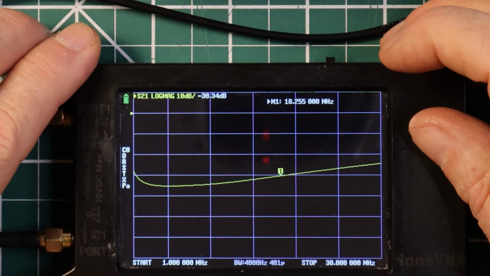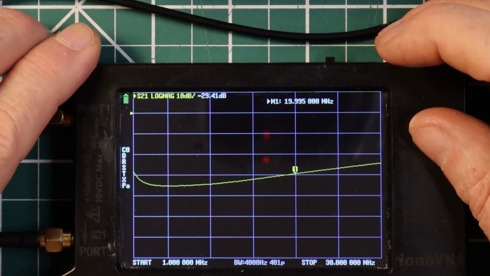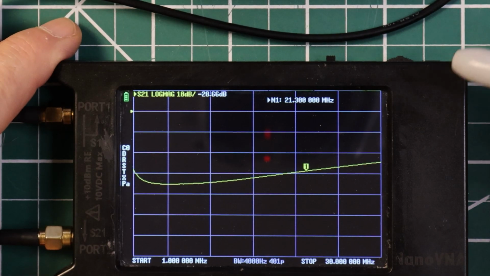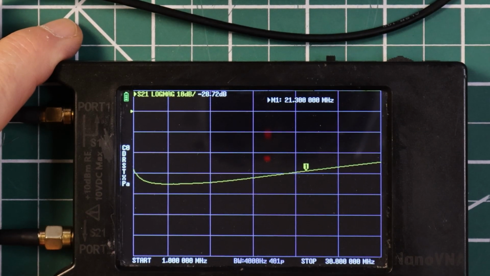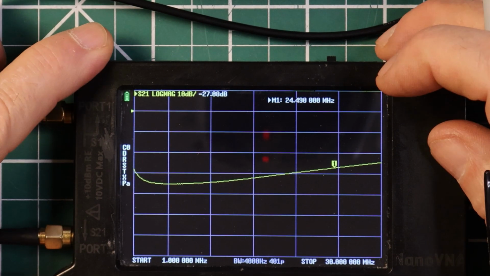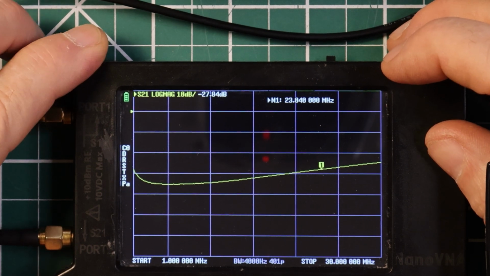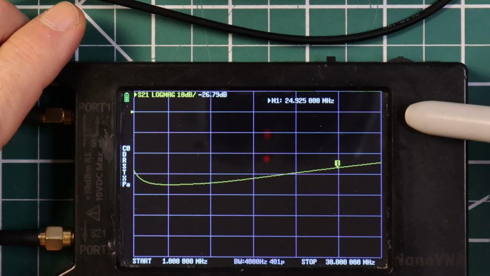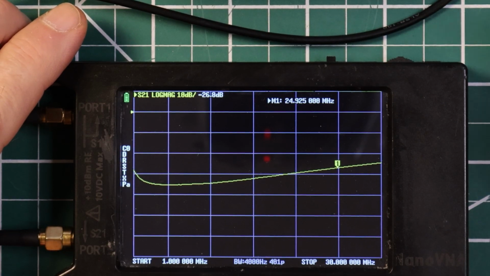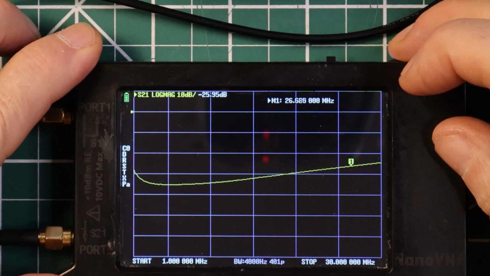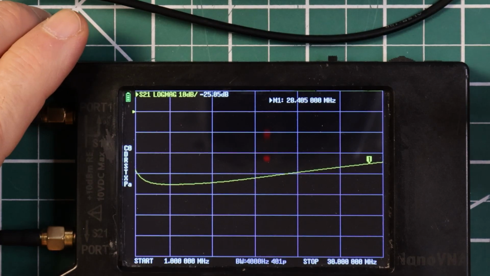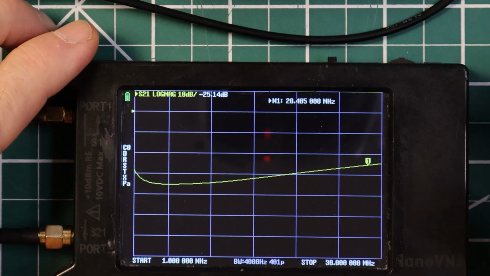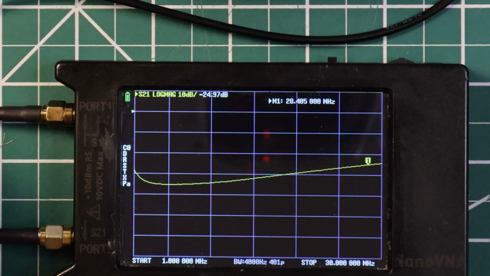So if we go on to 15 meters, right there at 21.3, we've got a negative 28 dB. And we'll go up here to the 12 meter band, 24.925, we got a negative 26, and at the 10 meter band, 28.405, we got a negative 25 dB.